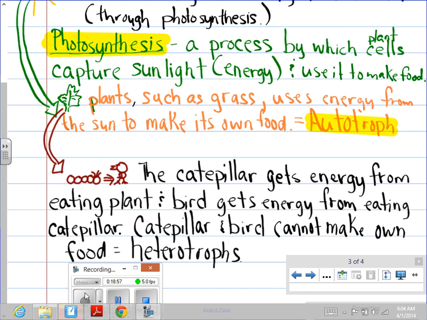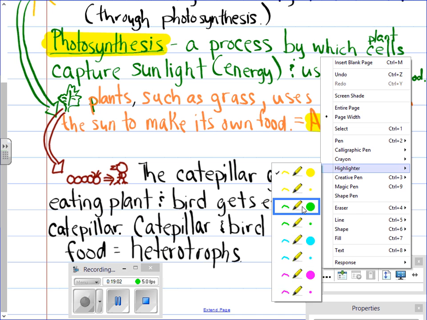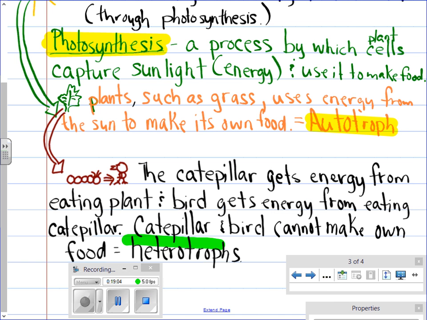What should we do with that word? Highlight it. What is a heterotroph? Anything that cannot make its own food, an organism that can't make its own food. So yeah, not just the animal, but an organism that cannot make its own food. I'll scroll up.